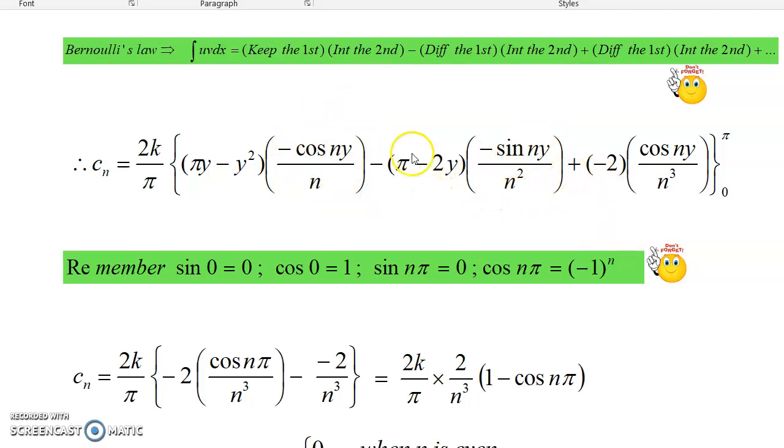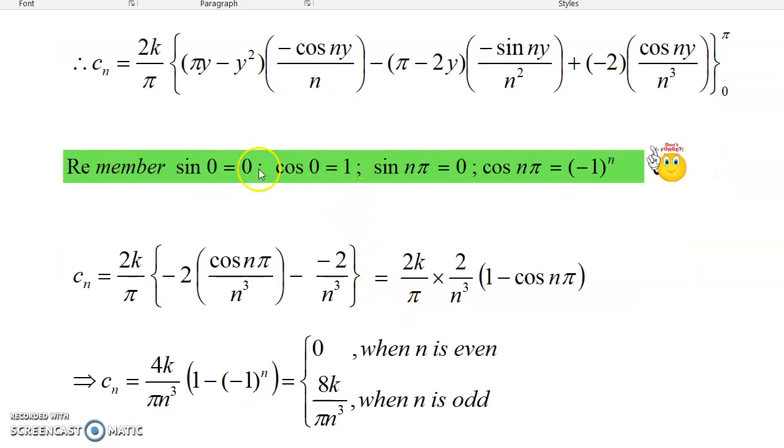Plus, now this is the first term, differentiate the first, minus 2. Integrate the second. Sin when you integrate, minus cos. So minus cos will come, plus cos ny, again by n will come, so by n cube. And integration is over. We have to apply the limit from 0 to pi. So in the place of y, you have to put pi, the upper limit, minus in the place of y, you have to put 0.